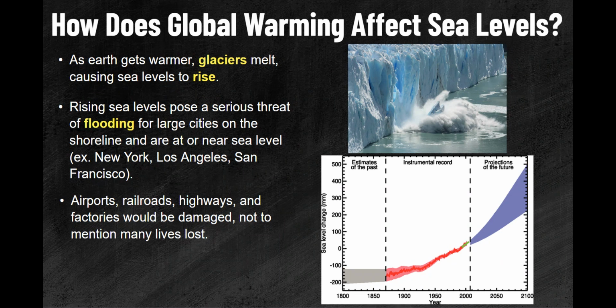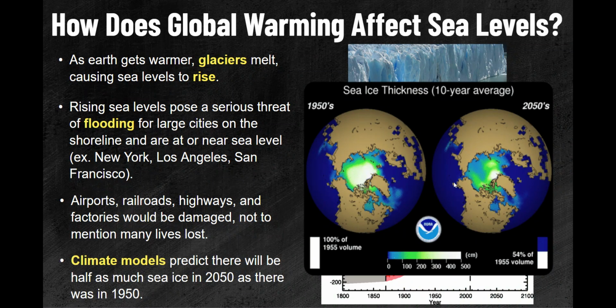Those things would get damaged from flooding, and this flooding can happen because of rising sea levels due to glaciers melting, due to global warming. Hopefully you're getting a sense of the kind of causal chain here, how one thing can cause another thing to happen. And this can lead to negative effects.